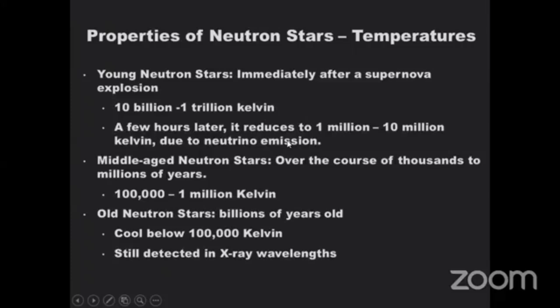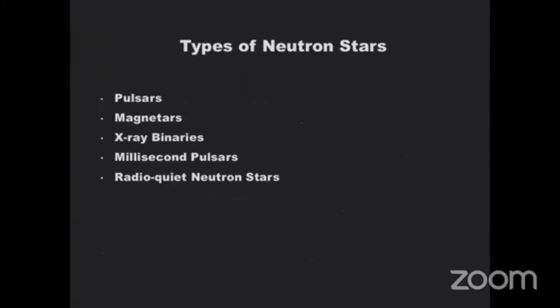So as I said, due to neutrino emissions. For a middle-aged neutron star, thousands to million years, the temperature reduces further to about 100,000 to 1 million Kelvin. Do you understand? Over the course of a billion years, the temperature reduces below 100,000 Kelvin. However, they are still visible in the X-ray wavelength. So they are still emitting X-rays.